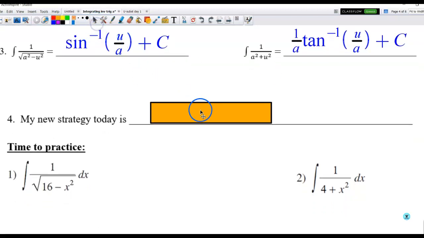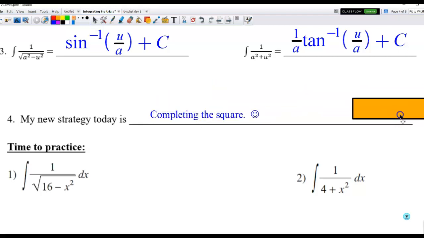And the new strategy, what I just showed you, they're not really strategies. They're just memorization. But we're going to need a new strategy today. Completing the square. So I'm going to remind you and refresh your memory on completing the square and show you why and when we might need that particular situation.